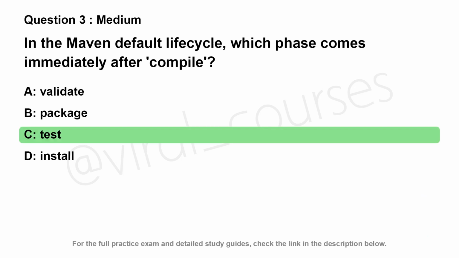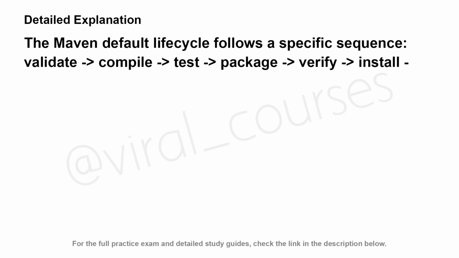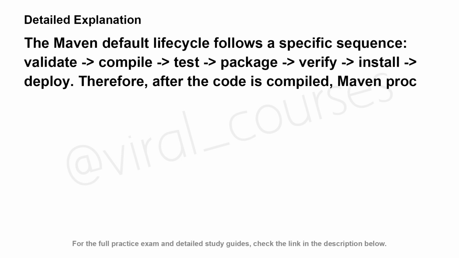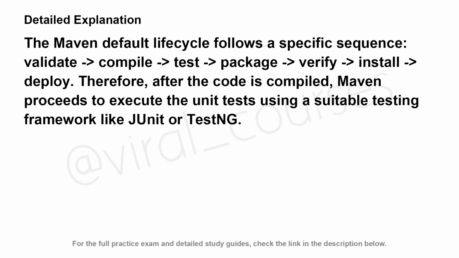The correct answer is C. The Maven default lifecycle follows a specific sequence. Validate to compile to test to package to verify to install to deploy. Therefore, after the code is compiled, Maven proceeds to execute the unit tests using a suitable testing framework like JUnit or TestNG.